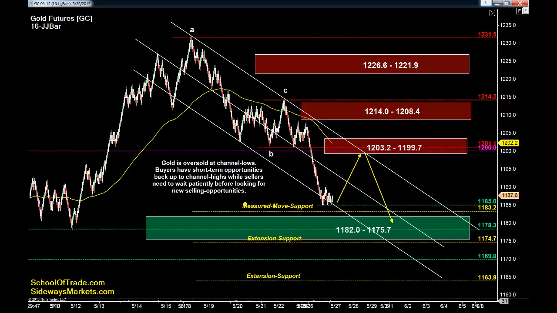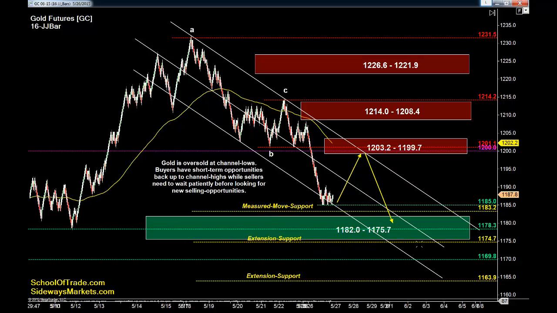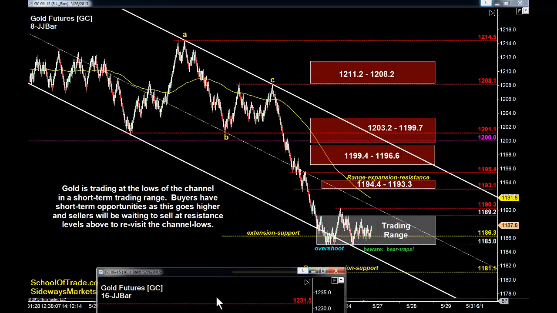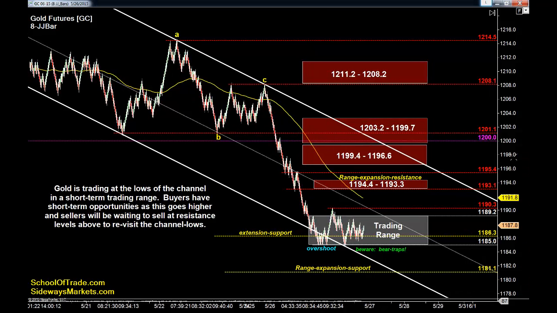And of course, you've got targets waiting for you at measured move support, extension support, and of course the 82 down to 75.7, for that bearish market on the gold. Be looking to sell short there on the gold here. How about the 8 JJ bar here on the gold, the 8 anchor? Gold, again, this is going to be a little bit more zoomed in view of this chart.